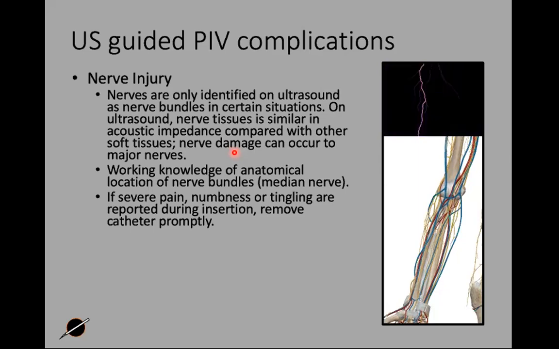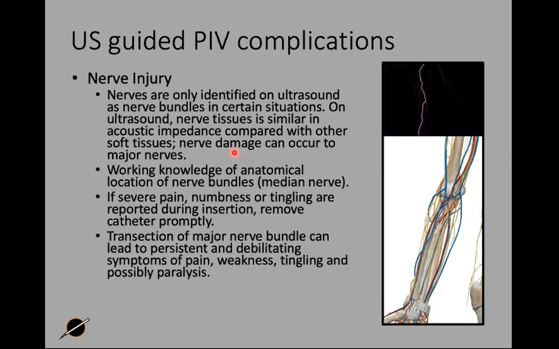Okay, we're going to try and avoid those high likelihood areas of the arm. It can cause severe pain, numbness, tingling. We want to remove the catheter promptly. If we actually transect one of those nerves, it can cause long-term issues of pain, weakness, tingling, and possible paralysis. Okay, so something to be thinking about.